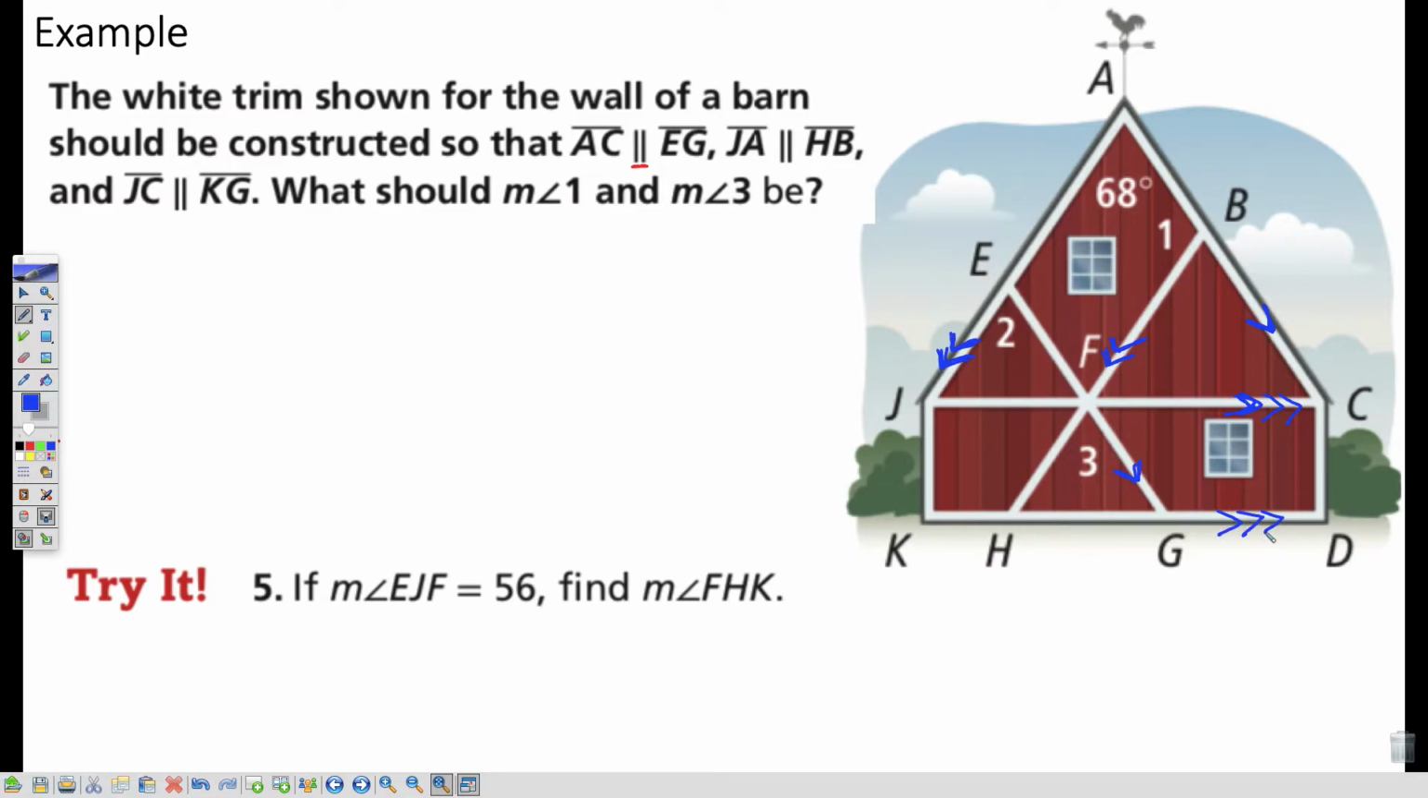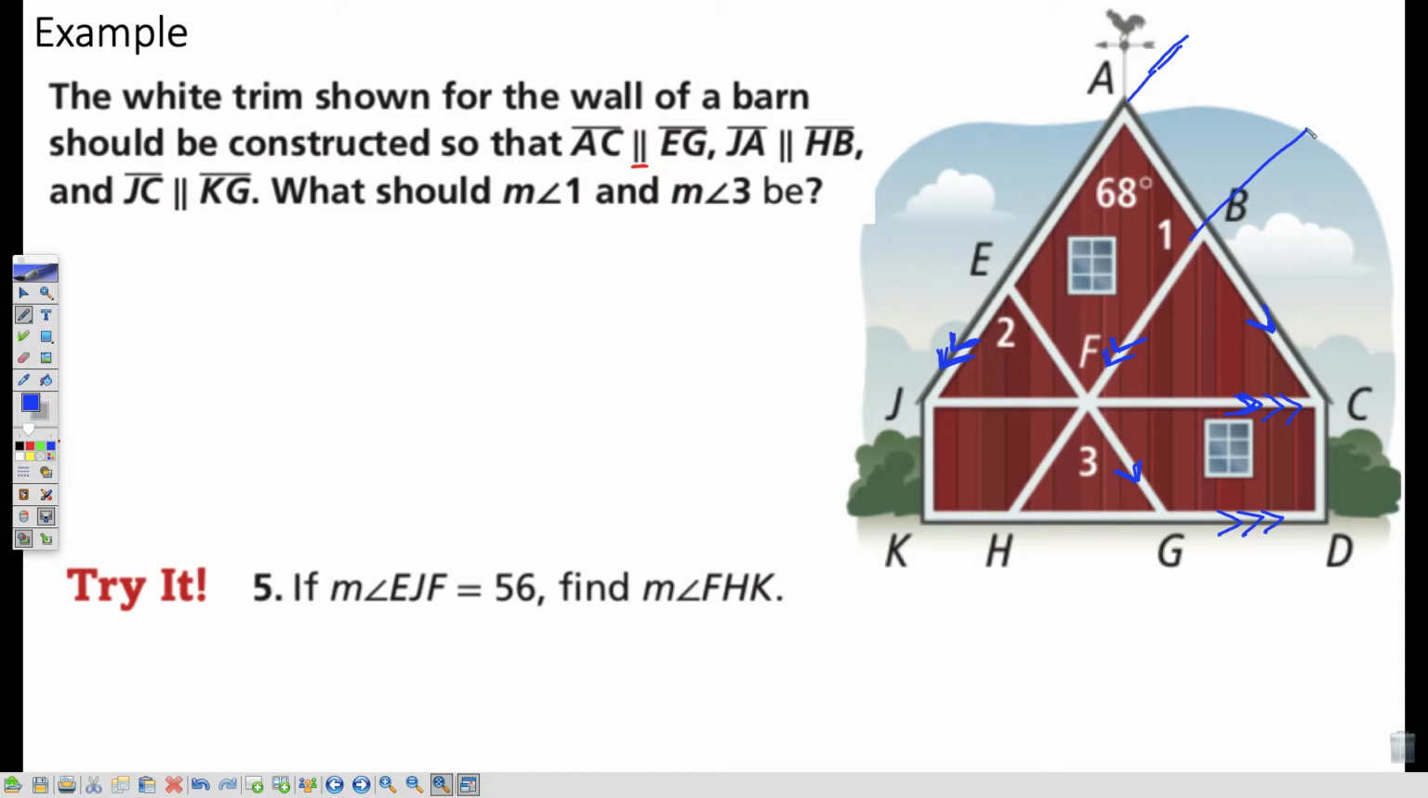Okay, so all those are parallel. So that gives us a lot of good stuff, doesn't it? What should the measure of 1 and the measure of 3 be? Don't you have to use that formula? No. We just have to use all of our corresponding, vertical, alternate exterior, alternate interior, and same side interior. Those are the 5 we have, right? So I do know that we have 68, yes? Yeah. Now, we should realize that I can extend these lines further, can't I?